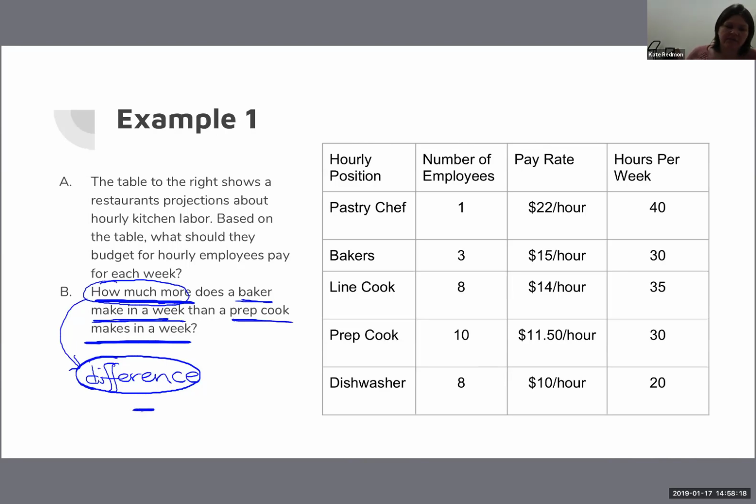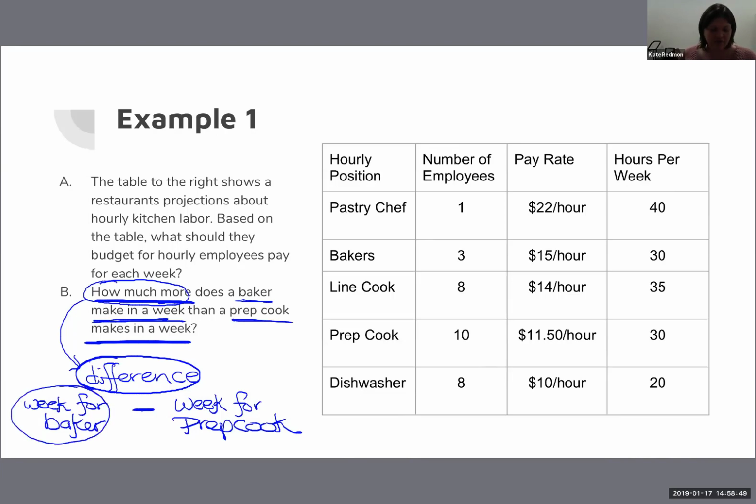Now, what are they asking me to subtract? They're asking me to subtract how much a baker makes in a week, so a week for a baker, and how much a prep cook makes in a week, so a week of pay for a prep cook. I kind of have a plan now for what I'm going to do. Okay, wonderful. So let's go find this number first. Let's go find how much a baker makes in a week. Any ideas? How much does a baker make in a week?